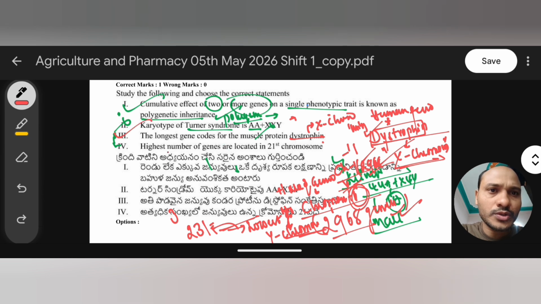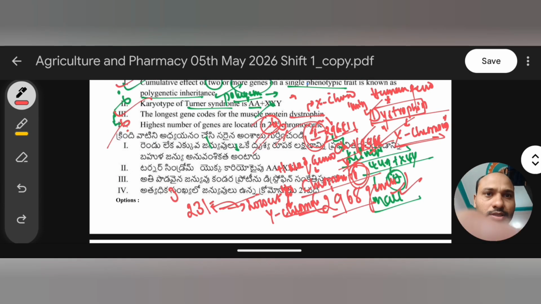Now coming to the fourth statement: the highest number of genes is located on the 21st chromosome. No, not the 21st chromosome. On which chromosome is the highest number of genes present? The first chromosome. So 21st is the wrong answer. The highest number of genes is located only on chromosome number 1, 2968. So this statement is also wrong. So three statements are wrong: second, third and fourth. We have to choose the correct statement, that is the first one.